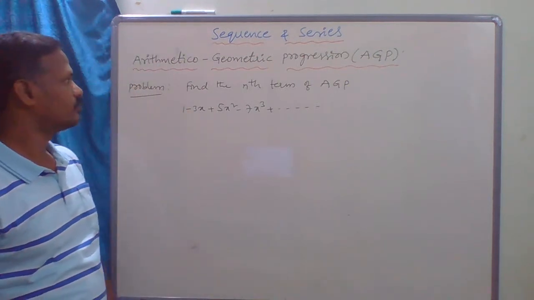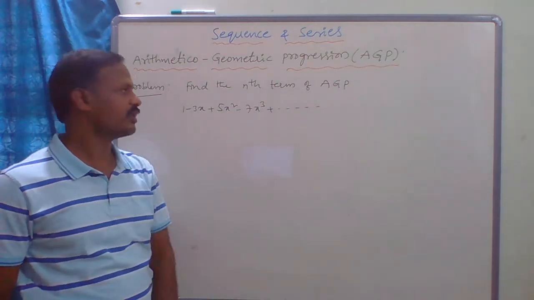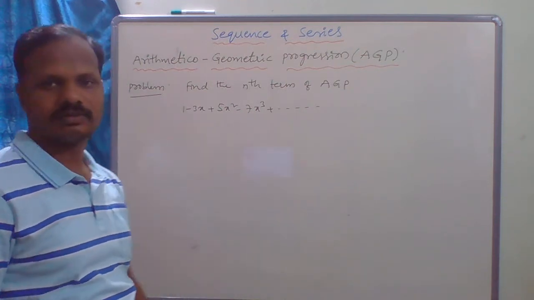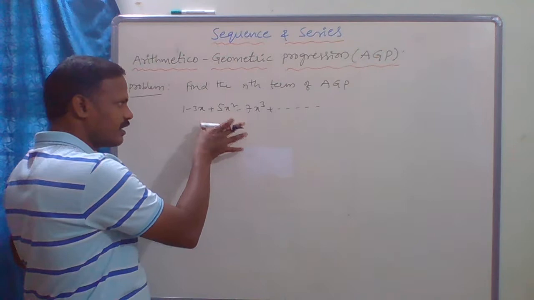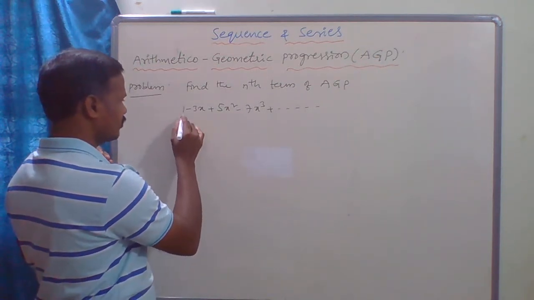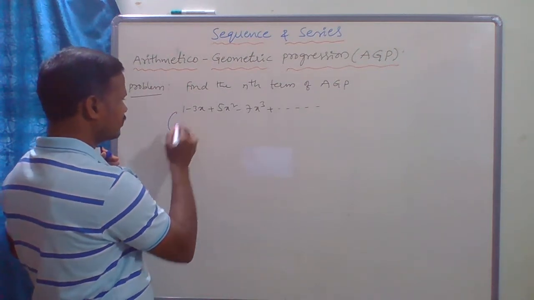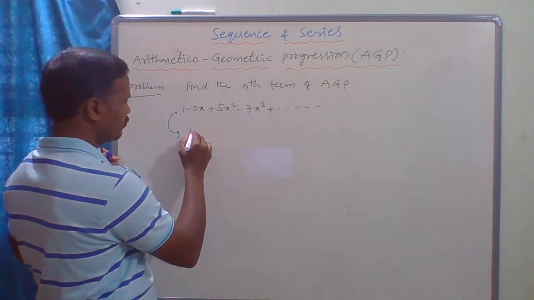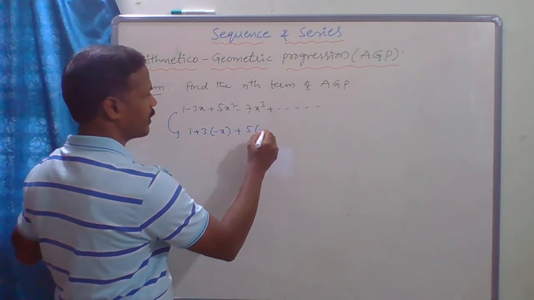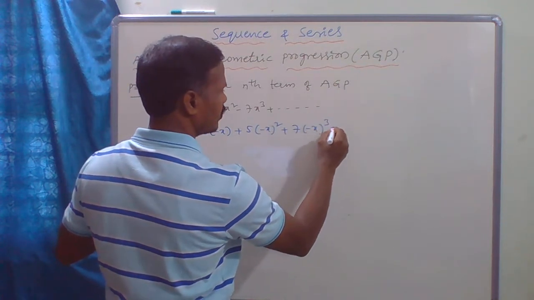So let us do one problem on AGP. Find the nth term of AGP: 1 minus 3x plus 5x square minus 7x cube plus so on. Rewrite this progression. It can be written as 1 plus 3 into minus x plus 5 into minus x whole square plus 7 into minus x whole cube plus so on.